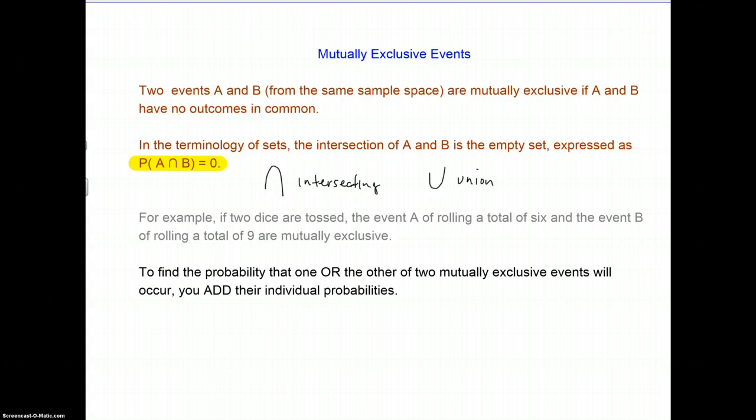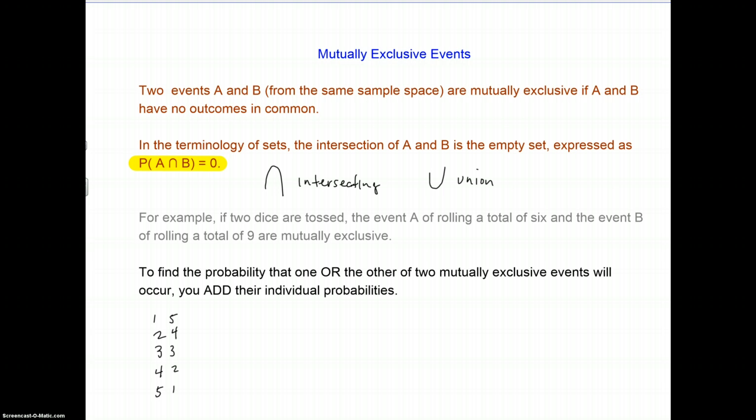If we're looking to find the probability of one or the other of two mutually exclusive events occurring, then we just add their individual probabilities. So, for example, if we're interested in the probability of rolling a 6 on a pair of dice, I can get 6 by having a 1 and a 5, a 2 and a 4, a 3 and a 3, a 4 and then a 2, or a 5 and then a 1. Okay, and these are the possible outcomes that I'm interested in.